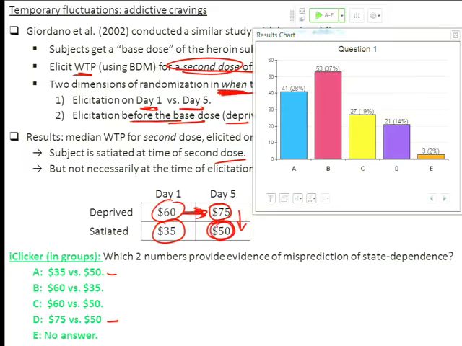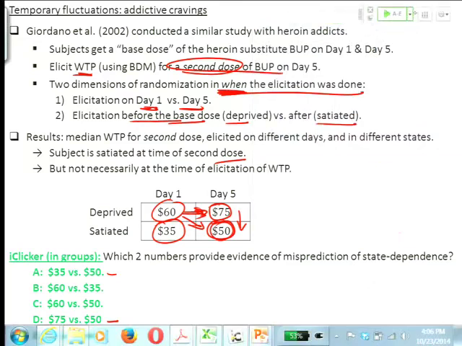Because you have mispredicted in that top right corner the fact that immediately after the first dose you're going to desire the stuff a lot less. So that would be perhaps the most direct test. This is another one, right? This also tests. This now contains both beta and the misprediction of the state change. Yes, good. So A works and D works. Okay. Yes. What? C and D work. Wait a minute. C and D work. Yes. Thank you. C and D work. Okay.